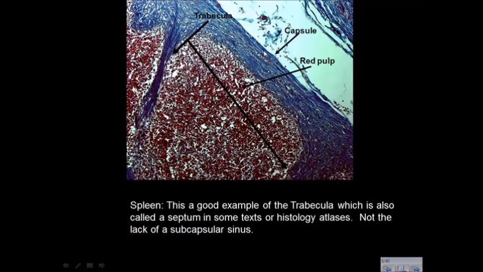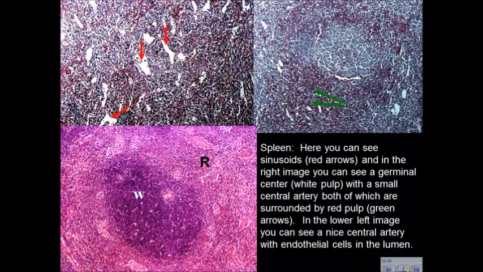The capsule on the spleen is really thick. This will be a trabecula coming in from the invaginating capsule. And this right here looks red, so I'm going to call it red pulp. Sinusoidal capillaries of the red pulp.